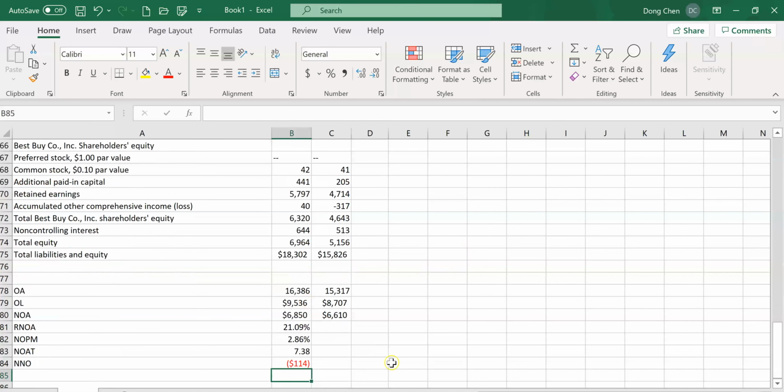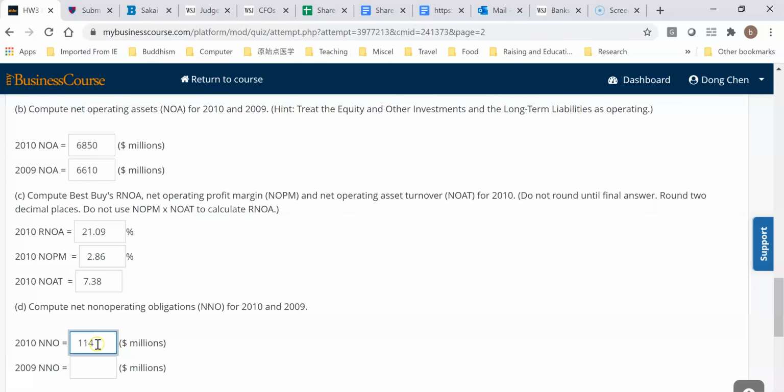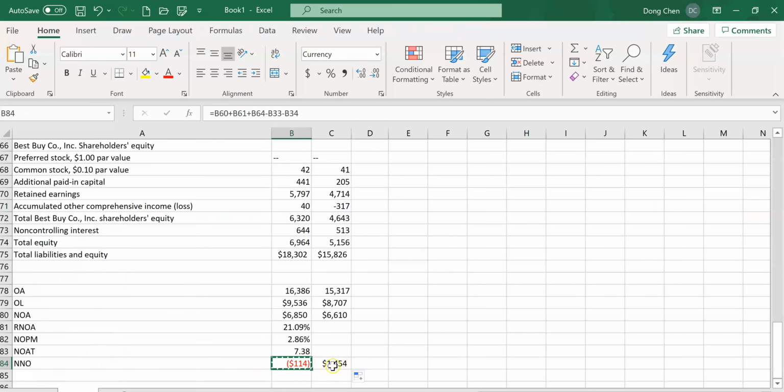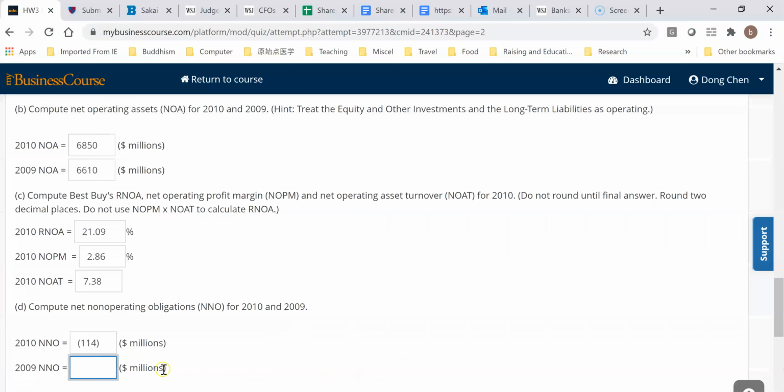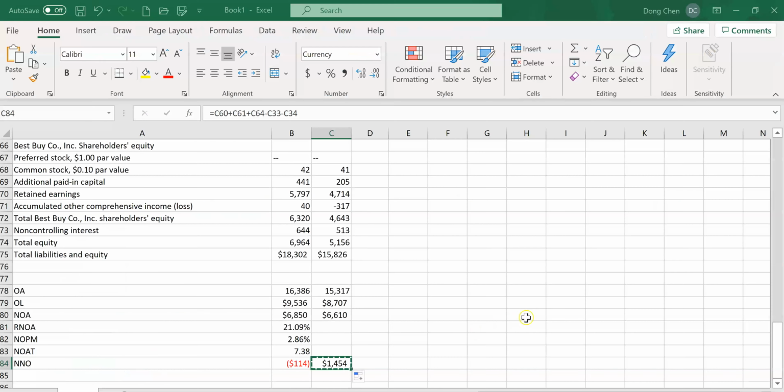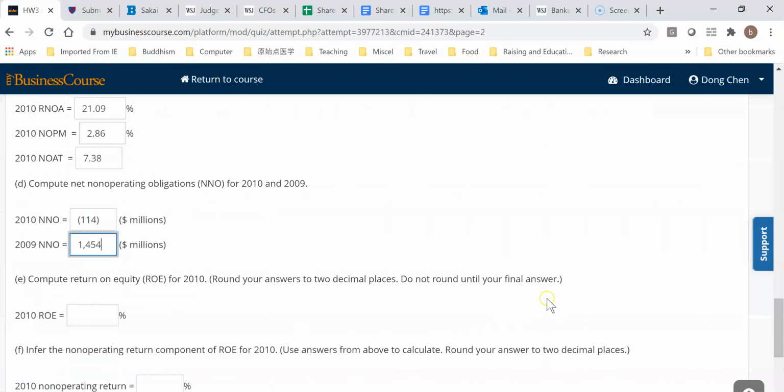So we are basically done with the calculation for the NNO, and then we can pull the cell to the right to also get the number for the other year. So we can just copy the number back. So this gives us minus 114, and this is 1454, and that's the NNO for the other year.